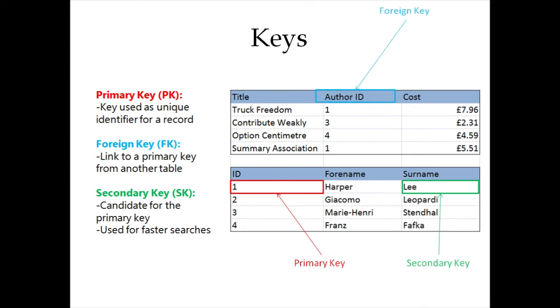The secondary key is a potential candidate for the primary key. Your surname could be used as a secondary key since it's quite unique. In a search, we would narrow down the search by searching for your surname first.